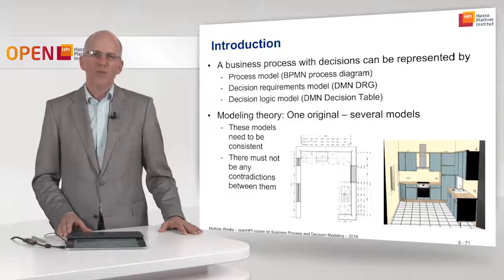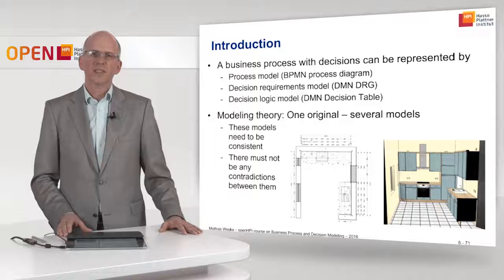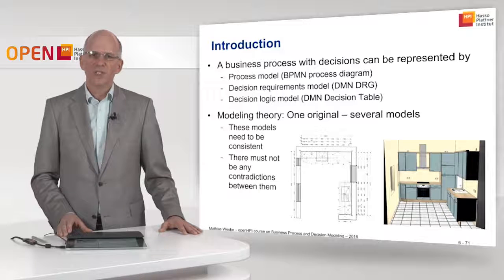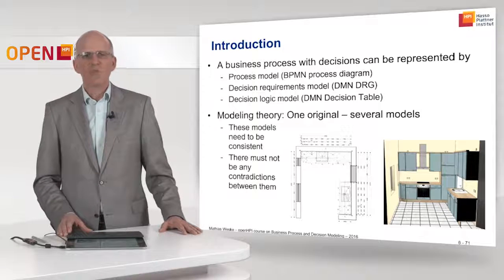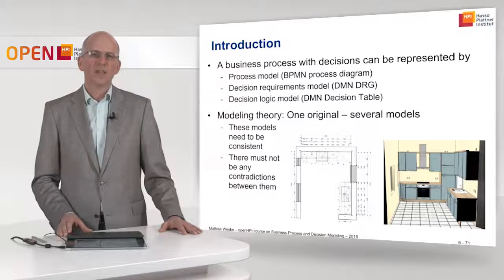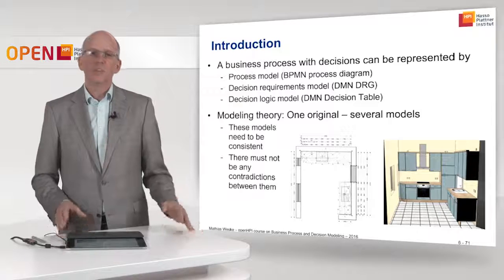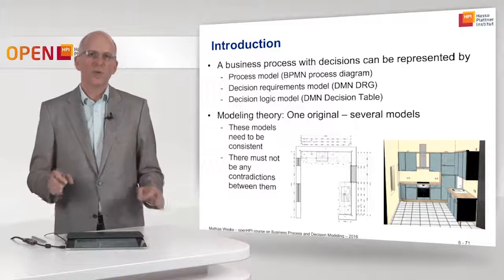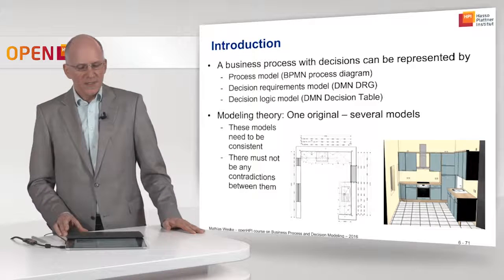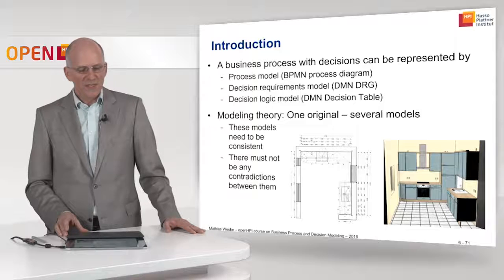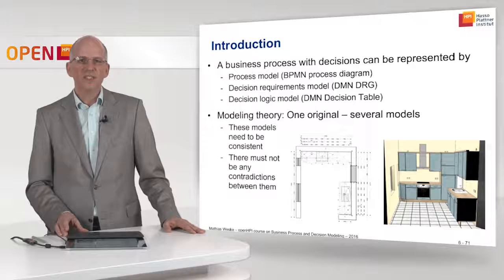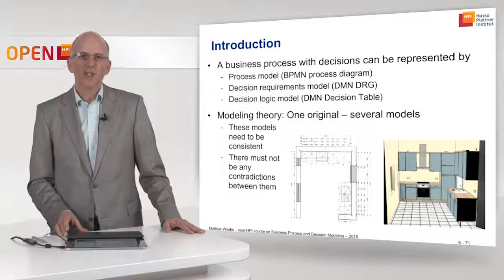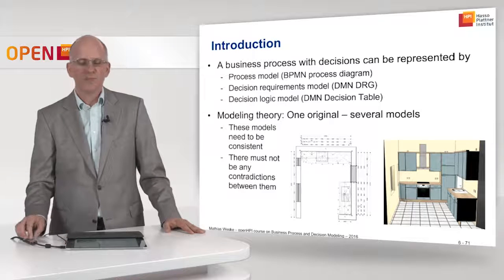From modeling theory, we know that we can have one original and several models that describe this original. And this is exactly the case here. We have one original, which is the business process with decisions, and we have three models that describe this one original. And we stipulate that these models need to be consistent. There must not be any contradictions between these models.